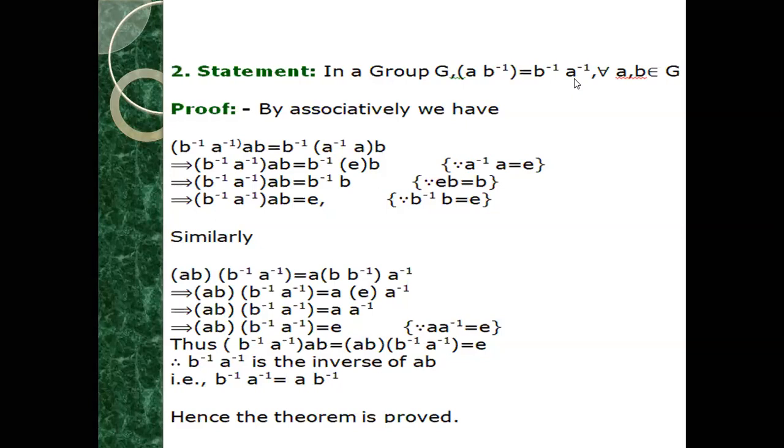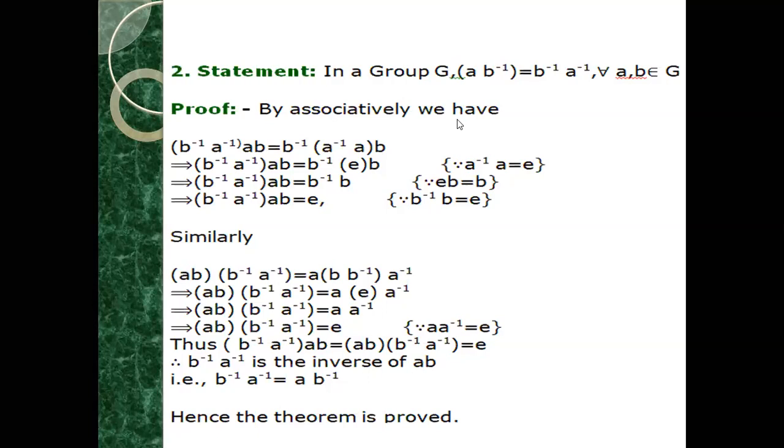So B can be expressed as B is equal to A inverse. If AB is equal to E, then how can we write B? B is equal to A inverse. B is called the inverse element of A. So from this law we prove this theorem. First we consider the LHS part, and next we prove the RHS part.